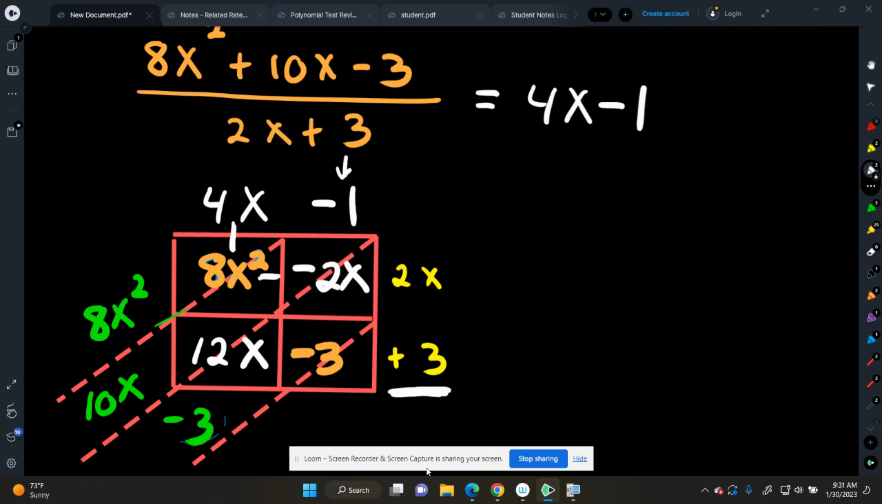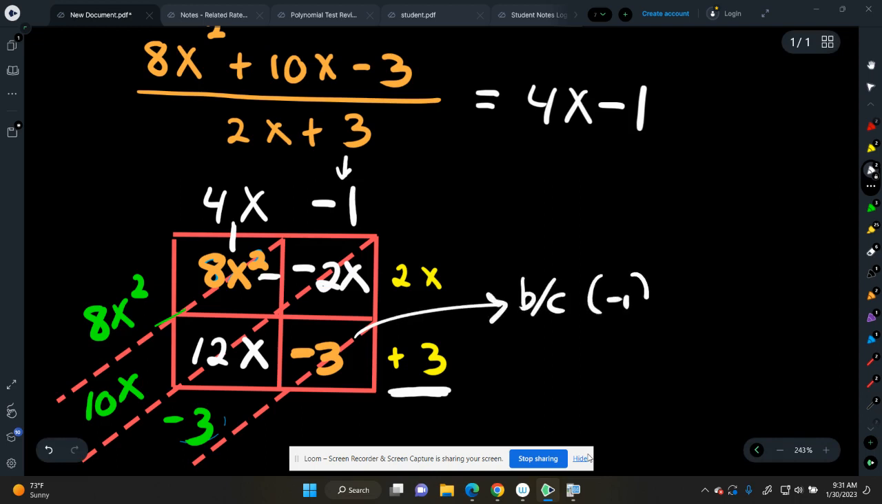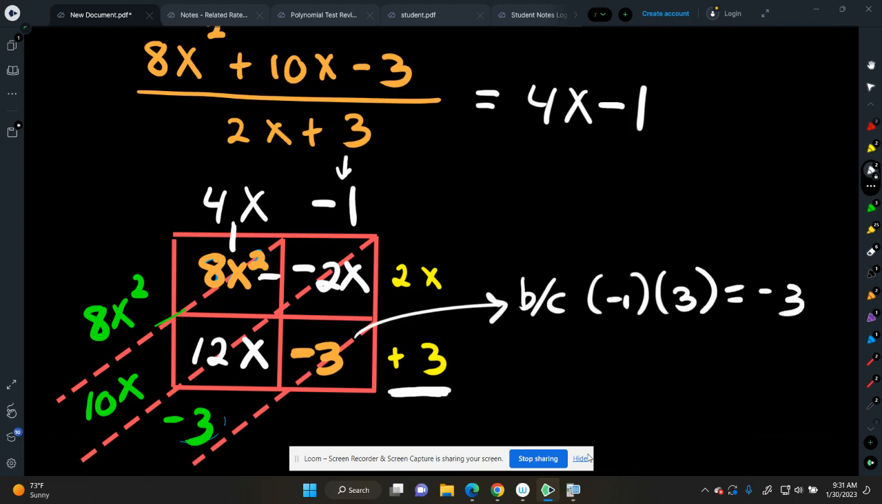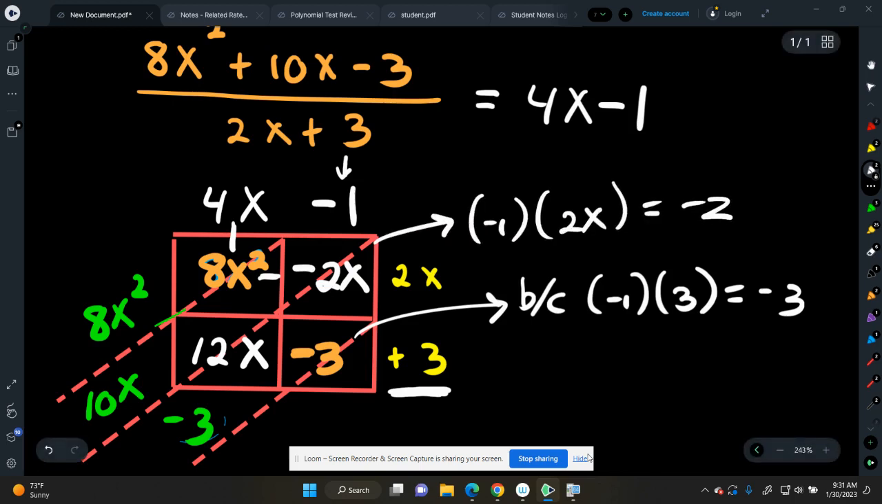When you are taking notes, you need to take notes in a way that's going to make sure you understand where everything came from. So in May, when you're looking at your notes on how to do tabular division, is this going to help you? You need to put little notes in there like negative 3 because negative 1 times 3 equals negative 3. Right here, negative 1 times 2x equals negative 2x. Your notes need to be something that's going to help you study and help you remember later.